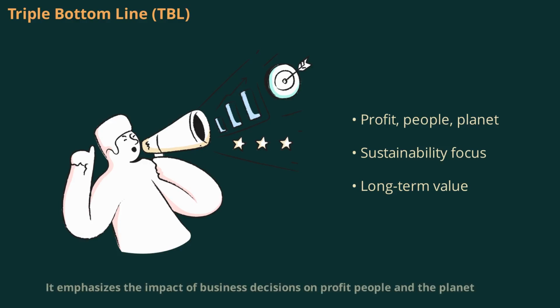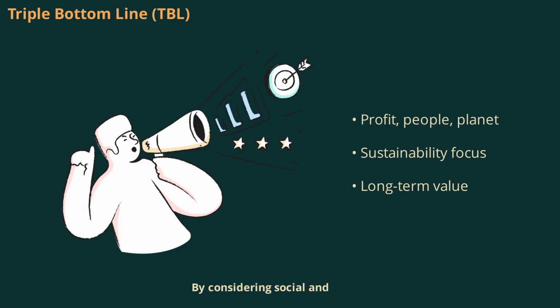The Triple Bottom Line Framework broadens the focus of performance reporting beyond financial results. It emphasizes the impact of business decisions on profit, people, and the planet. By considering social and environmental outcomes alongside financial performance, TBL encourages organizations to pursue sustainability and long-term value creation.